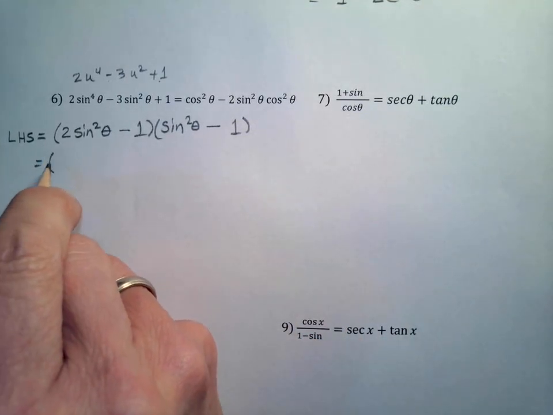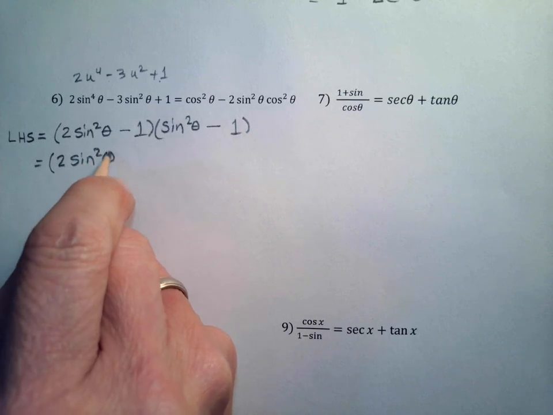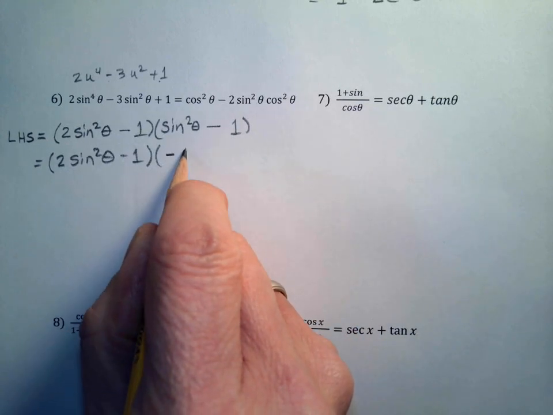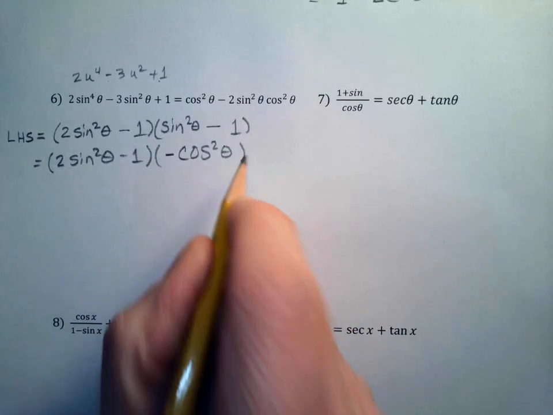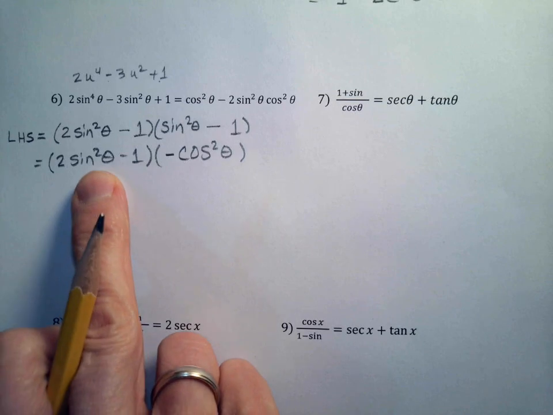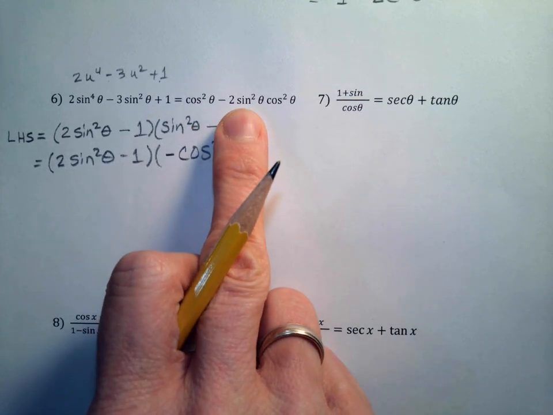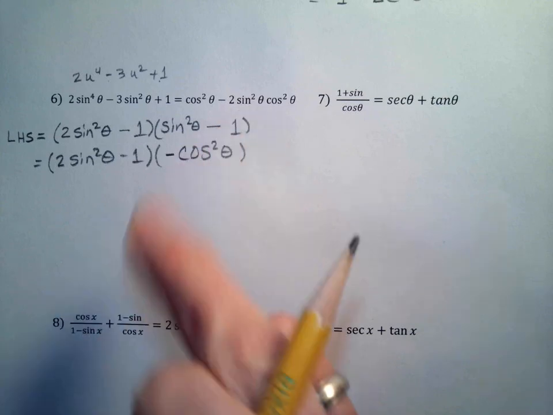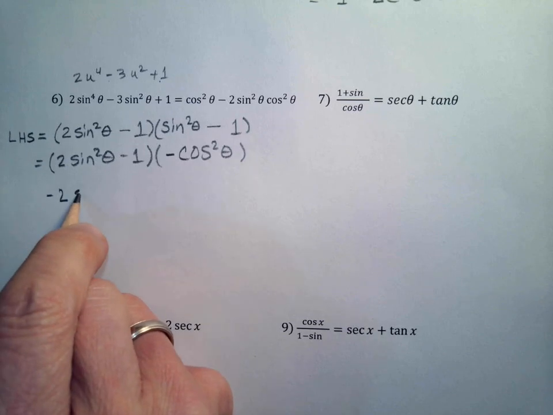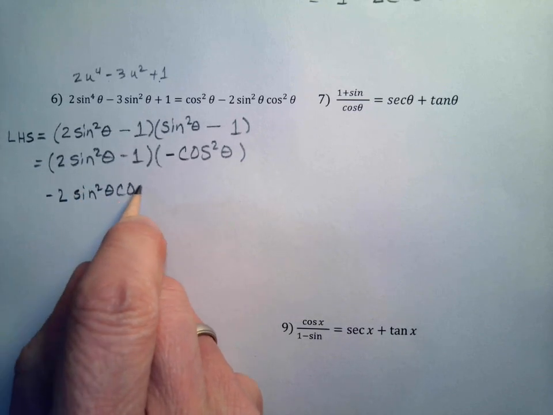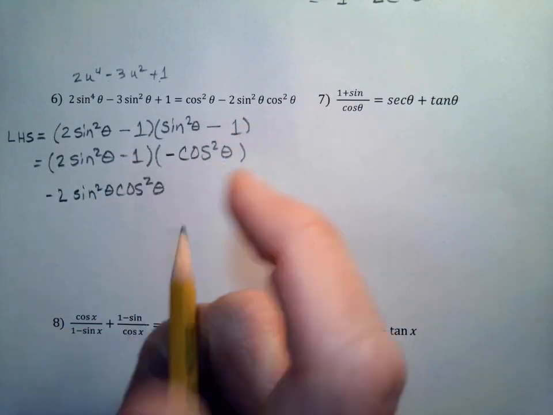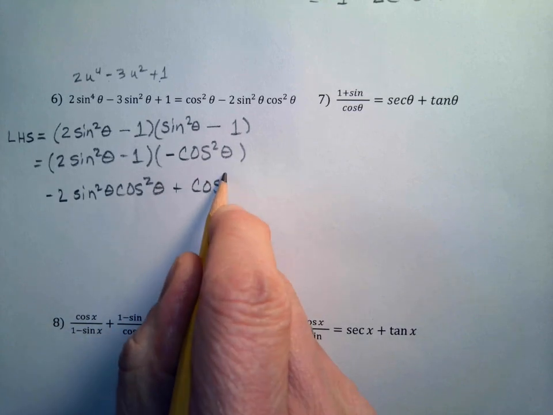So I'm going to leave the first thing, I think, alone for right now. And we could turn this into the negative cosine squared theta. And then think about where we want to go. We could distribute this and see, that seems like it would be that, right? So I distribute this, that's going to be negative 2 sine squared theta cosine squared theta. That's this term. And then I distribute this, I get plus cosine squared theta.